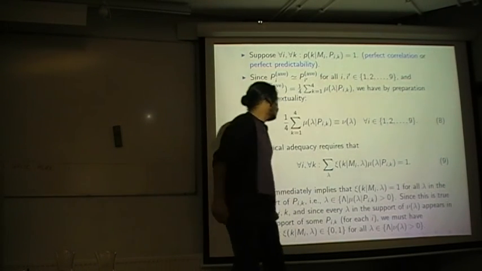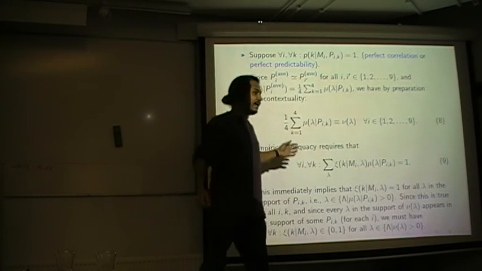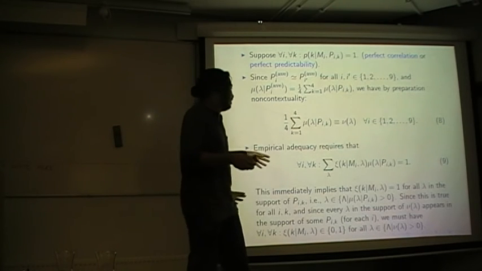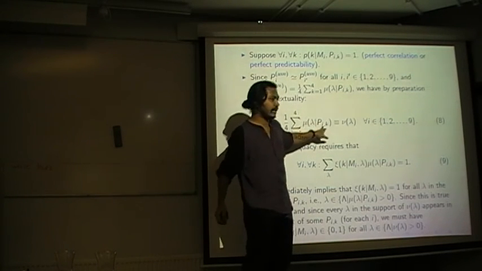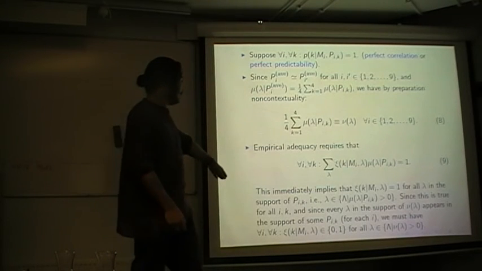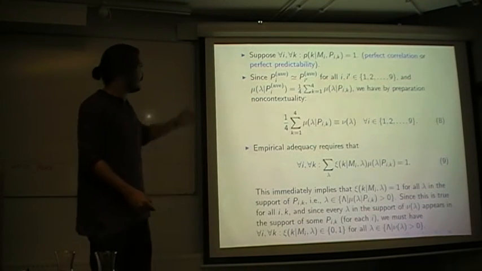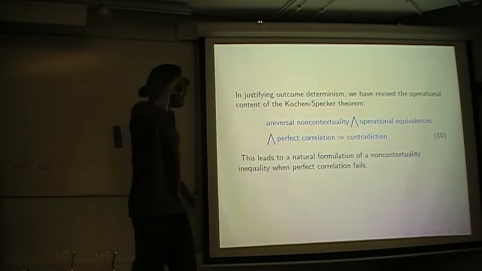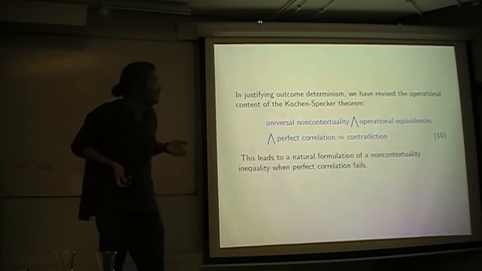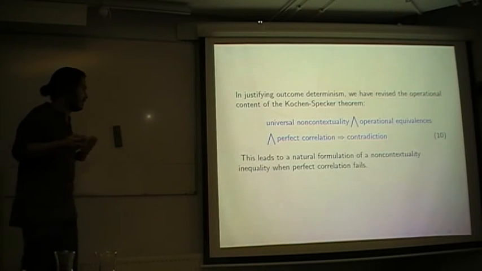Now this is where preparation non-contextuality comes into play: since this fact is true for all ik, which is what we have to operationally check, and since every lambda in the support of nu lambda appears in the support of some ik, for some k for every i, we must have outcome determinism throughout. Basically, you must have deterministic response functions over the support of nu lambda. If you carefully think about it, you can argue this. So now, in justifying this assumption, which was earlier an assumption but is now an inference from perfect predictability, we have restated the Kochen-Specker theorem in the following manner. Again, this is what I stated at the beginning: universal non-contextuality, operational equivalences, and perfect correlations lead to a contradiction.